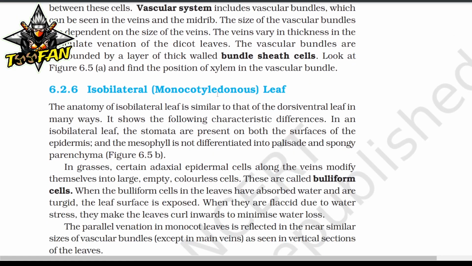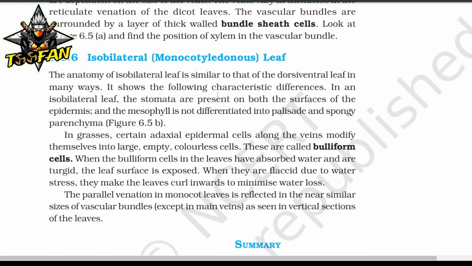Now, isobilateral monocotyledonous leaf. The anatomy of isobilateral leaf is similar to that of the dorsoventral leaf in many ways. It shows the following characteristic differences. In an isobilateral leaf, the stomata are present on both surfaces of the epidermis, and the mesophyll is not differentiated into palisade or spongy parenchyma.